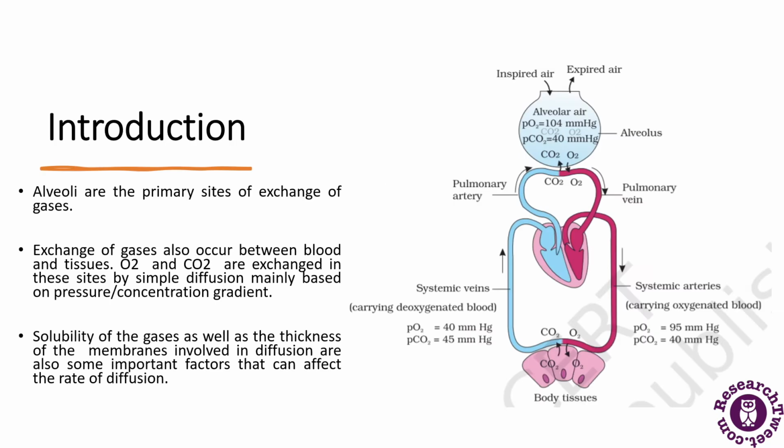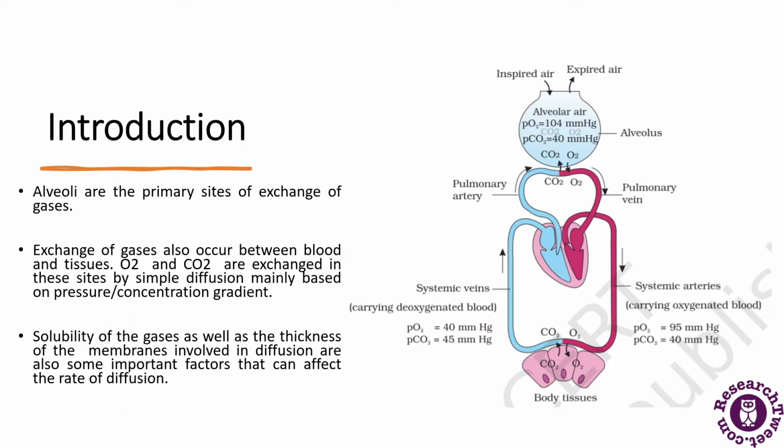Now, start with the introduction first: alveoli are the primary sites of exchange of gases. The alveoli present in the lungs are the primary sites of gas exchange. The exchange of gases also occurs between blood and tissues. O2 and CO2 are exchanged at these sites by simple diffusion, mainly based on the pressure concentration gradient.